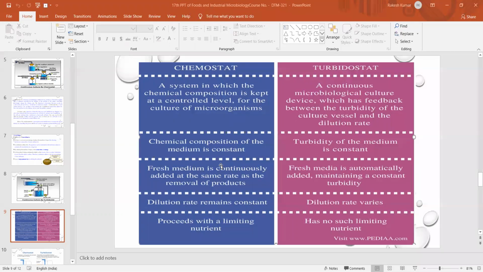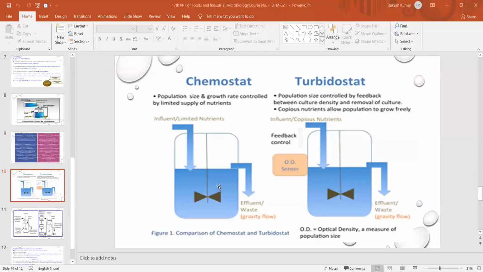If some kind of mutation occurs in the system, the flow rate will automatically change, because we are maintaining the whole system on the basis of information you are collecting by using a spectrophotometer or turbidometer about the solution present in the vessel. And the last one: chemostat proceeds with a limiting nutrient, and turbidostat has no such limiting nutrient. So this is the major difference between these two.